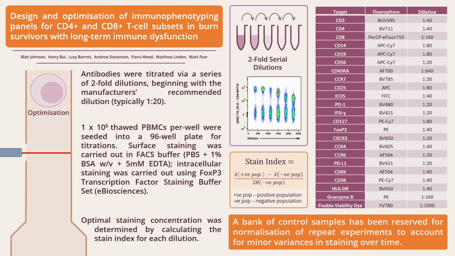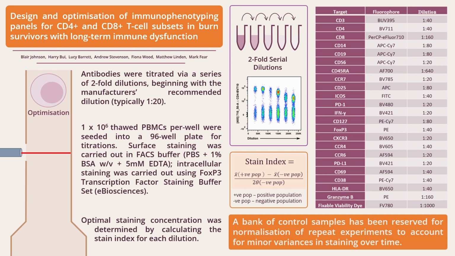We optimized our panel using serial two-fold dilutions, with each cocktail used to stain 1 million cells in 96-well plates. The optimal concentrations were determined using the stain index calculation, which takes into account the comparative brightness of positive and negative staining populations and the spread of those populations. The table on the right shows the optimal dilutions as we calculated them.